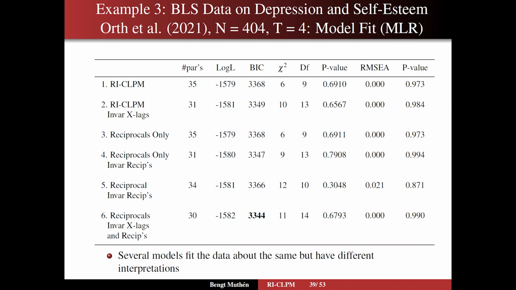Okay, so then slide 39 goes to a third example, and this is the so-called BLS data, going back to depression and self-esteem as in the first example. Again, taken from the Orth et al. article. So here we have 404 people, 4 time points now, and the time interval between the measurements is 1 year.